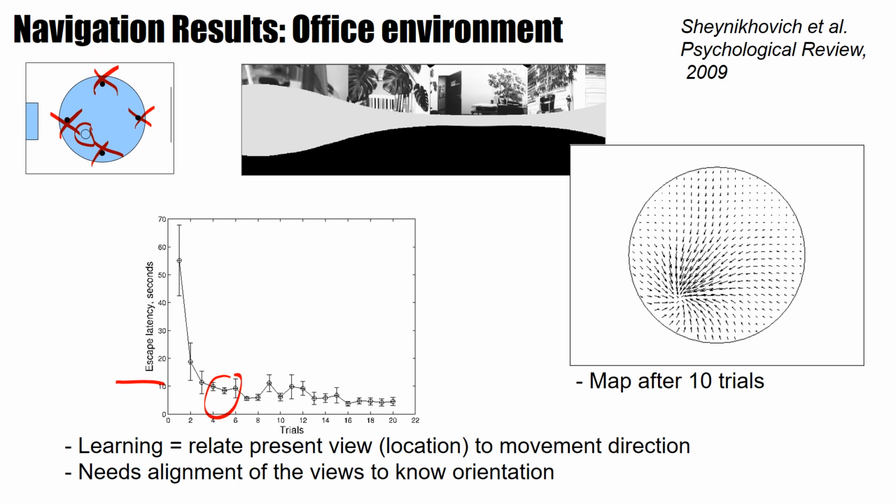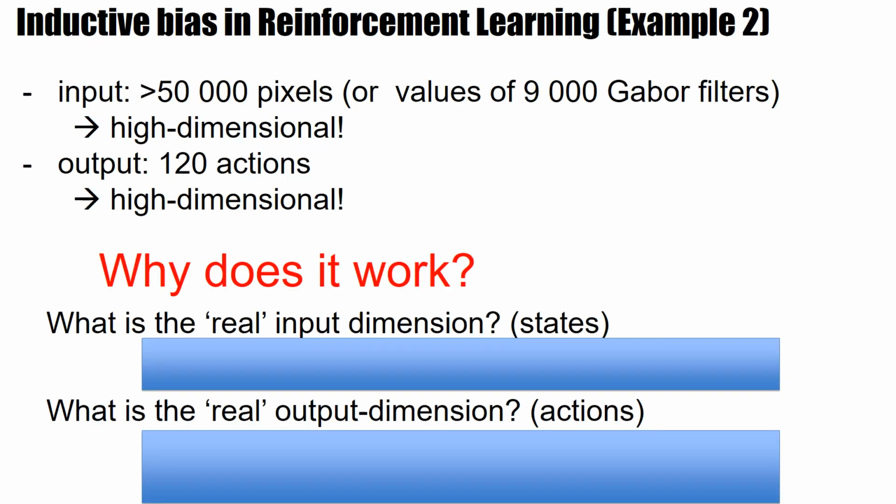And after 10 trials, we have here a nice map, and in this case it's plotted with arrows, and you see that the arrows point to the goal location, which you find here in the upper left corner. Okay, this reinforcement learning works.